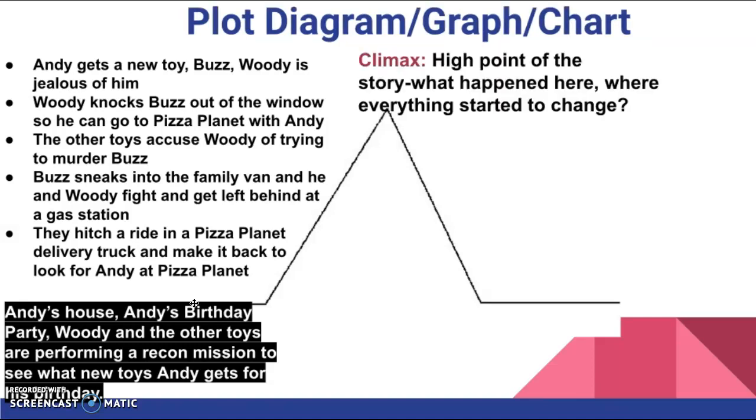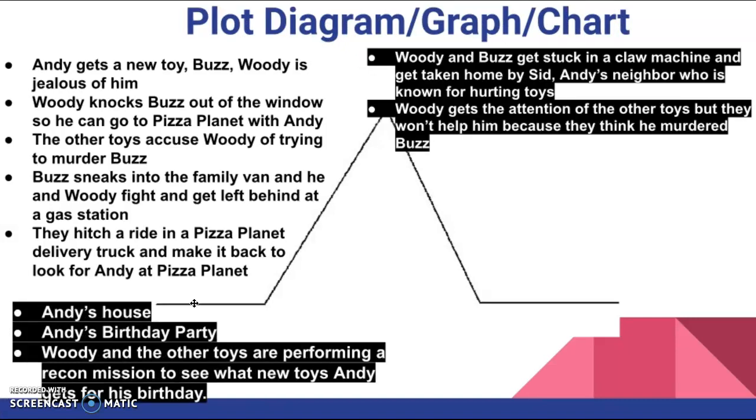So the next thing we're looking for is the climax, the high point of the story. What happened? Where did everything start to change? Where did the shift happen in the story? Woody and Buzz get stuck in a claw machine and get taken home by Sid, who's Andy's neighbor, who's known for hurting toys. Woody gets the attention of the other toys, but they won't help him because they think he murdered Buzz.